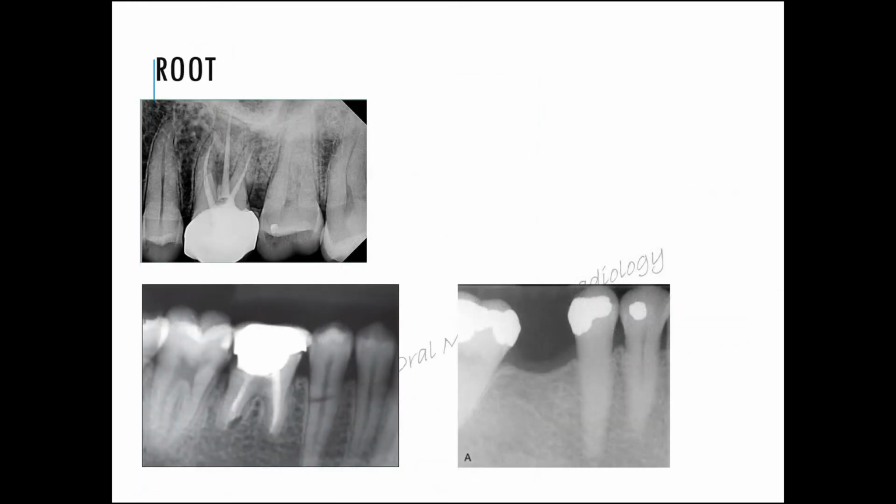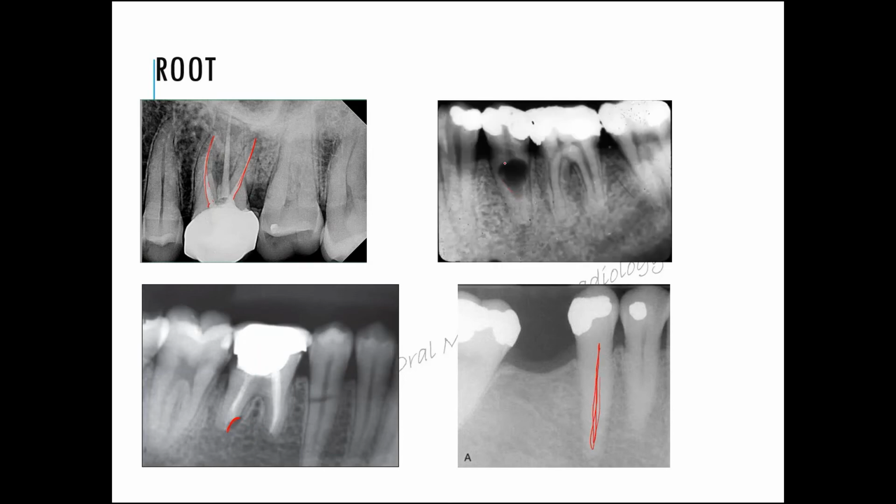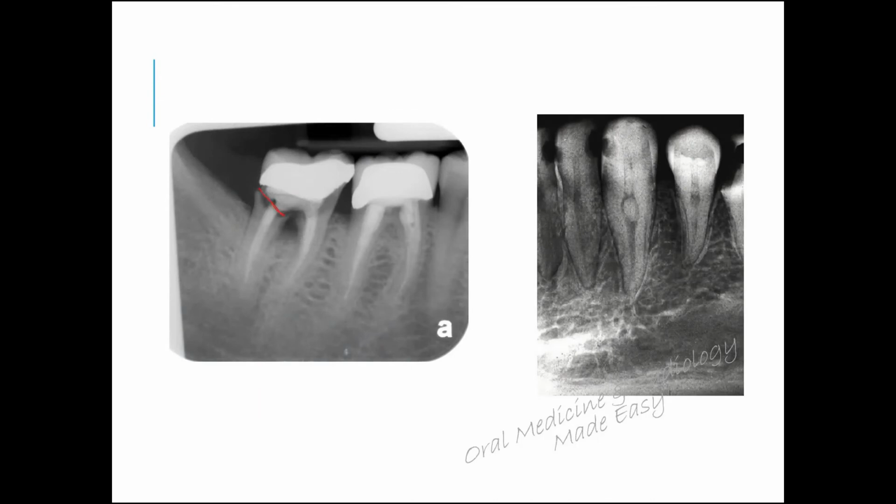Here are some of the examples that can be seen while interpreting the root region. A radio-opacity along the pulp canal is suggestive of a root canal treated tooth. Radiolucency with an irregular border near the apex of the root is suggestive of external resorption. Complete obliteration of the pulp canal is suggestive of a calcified canal. Widening of the canal at one particular place is suggestive of internal resorption. A radiolucent line between the two fragments is suggestive of fracture. Again, radio-opacity in the pulp canal is suggestive of pulp stones.